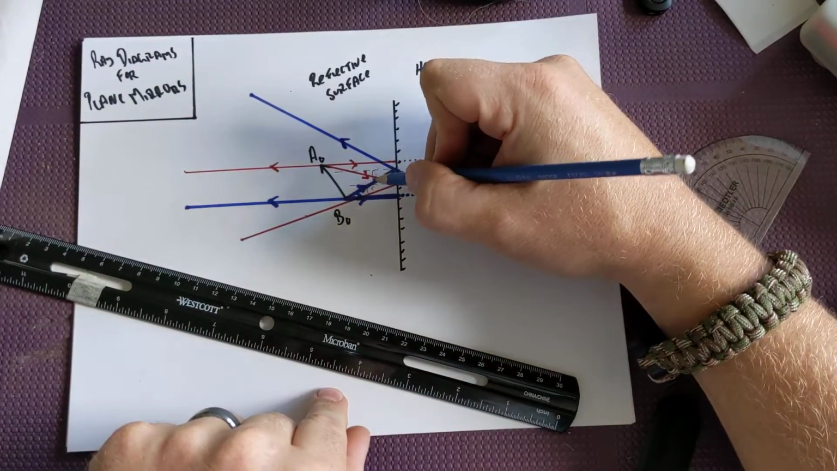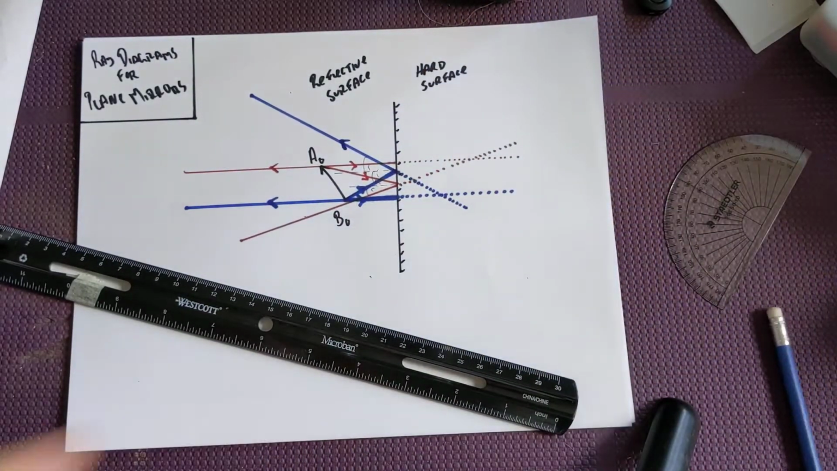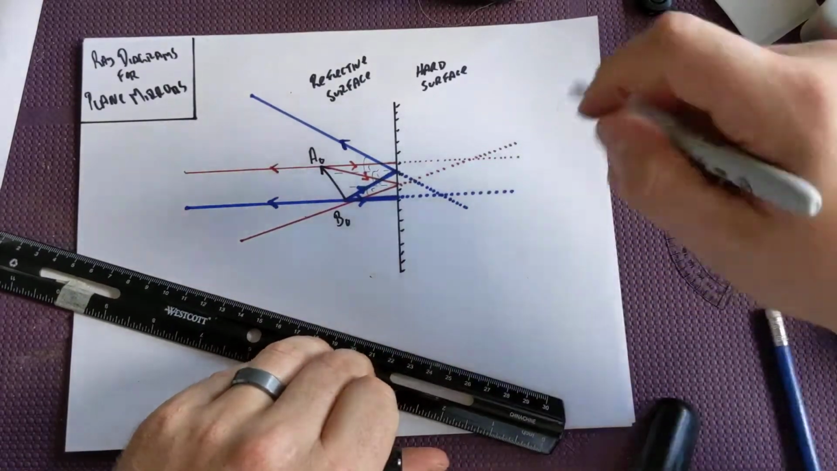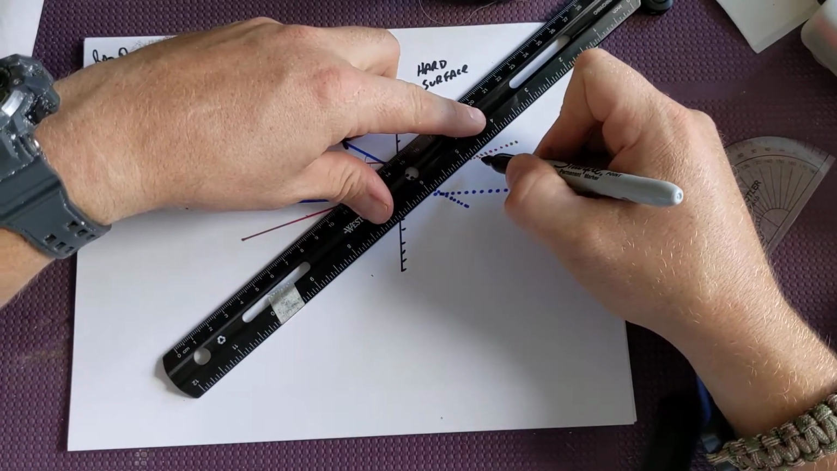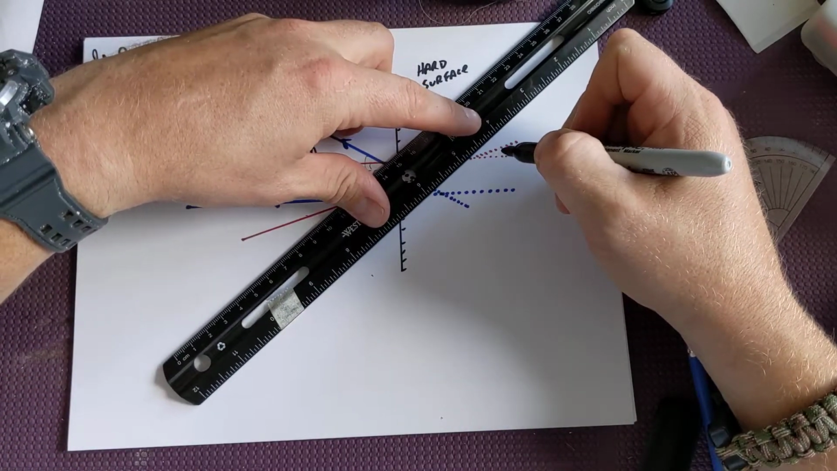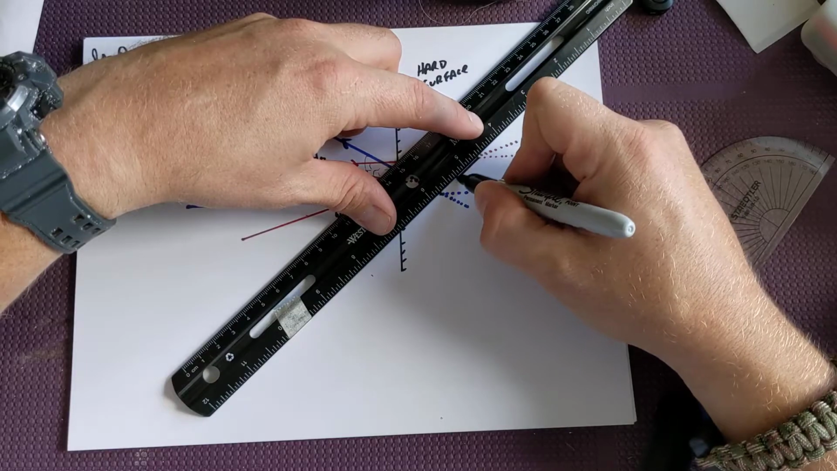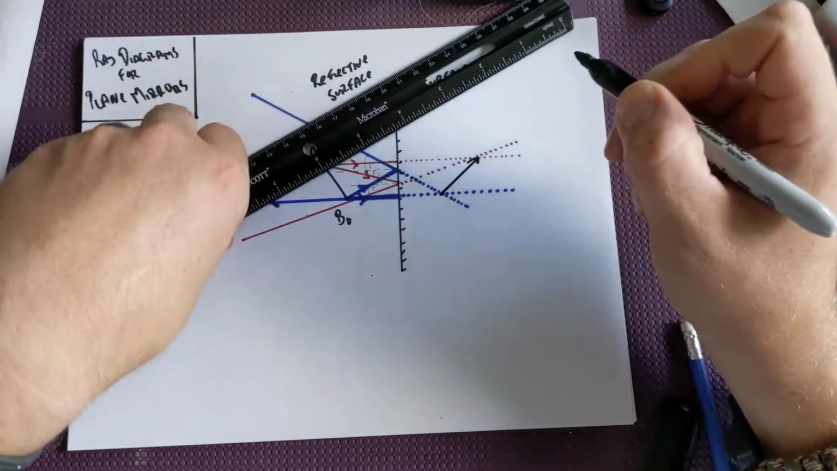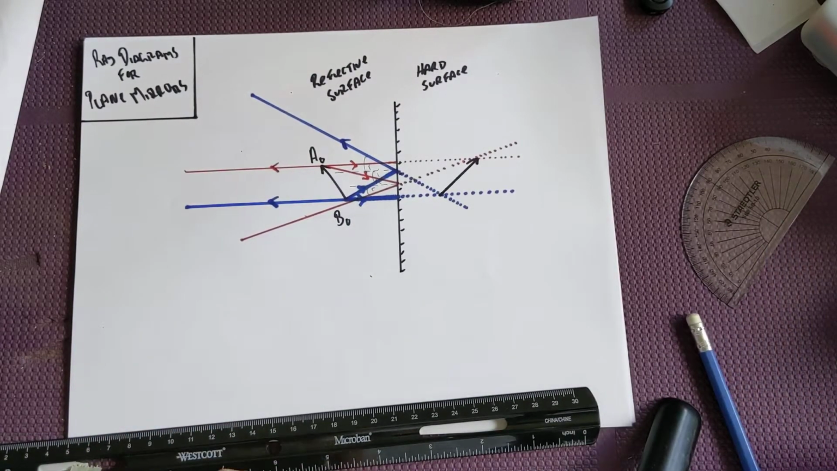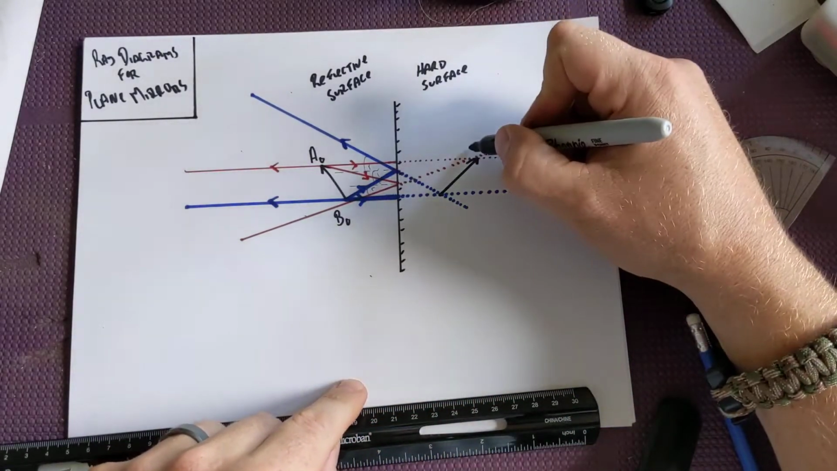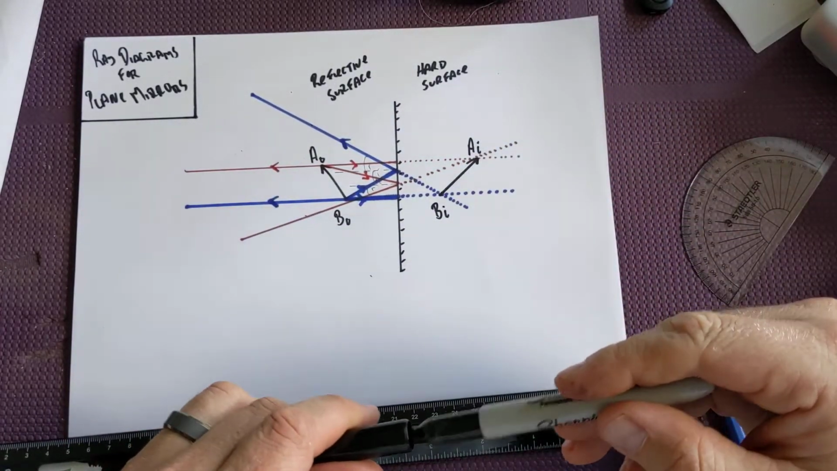Because here the angle of incidence equals the angle of reflection. And now, where this point is, we can draw from here to here. And so there is our image. We're going to call this point A of the image and point B of the image.